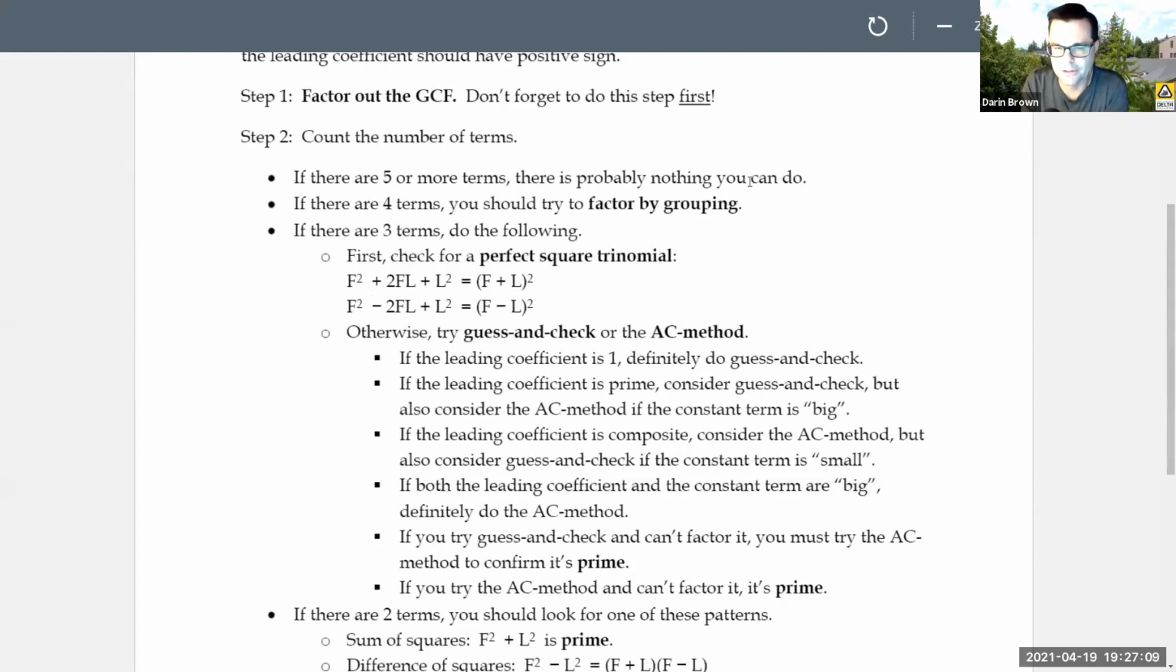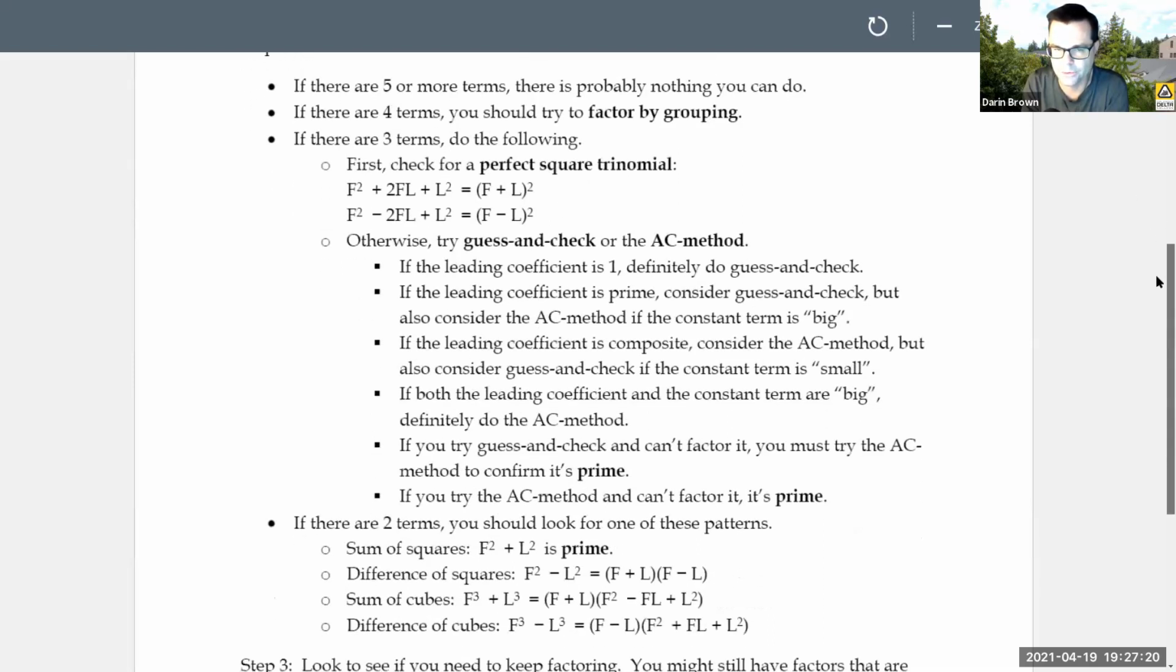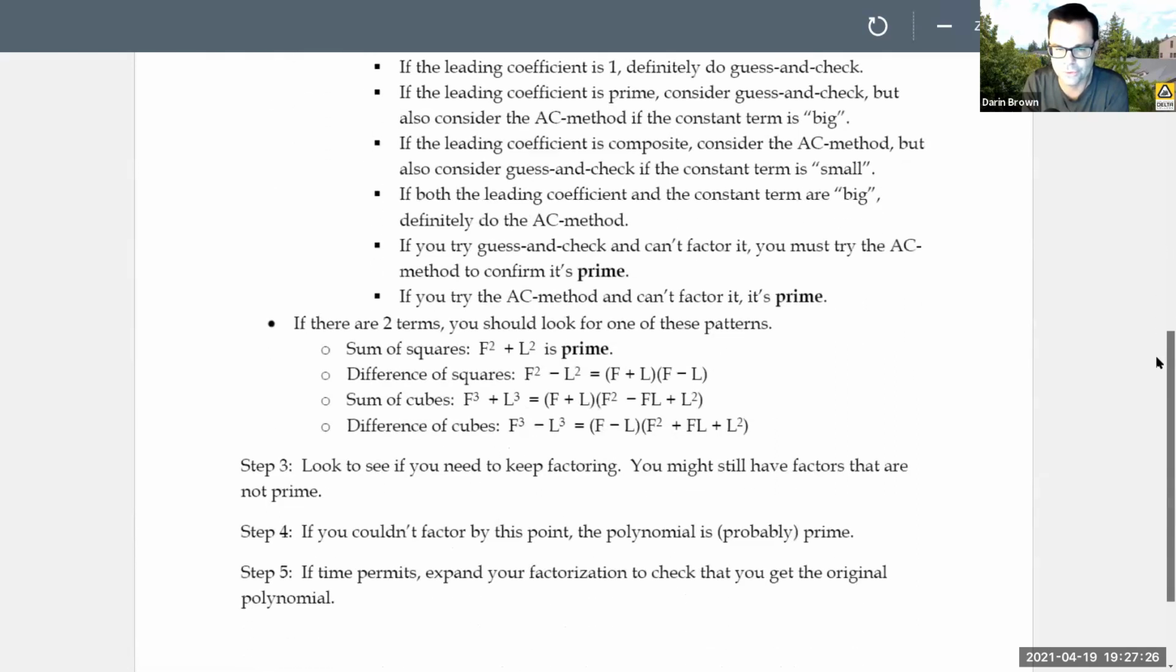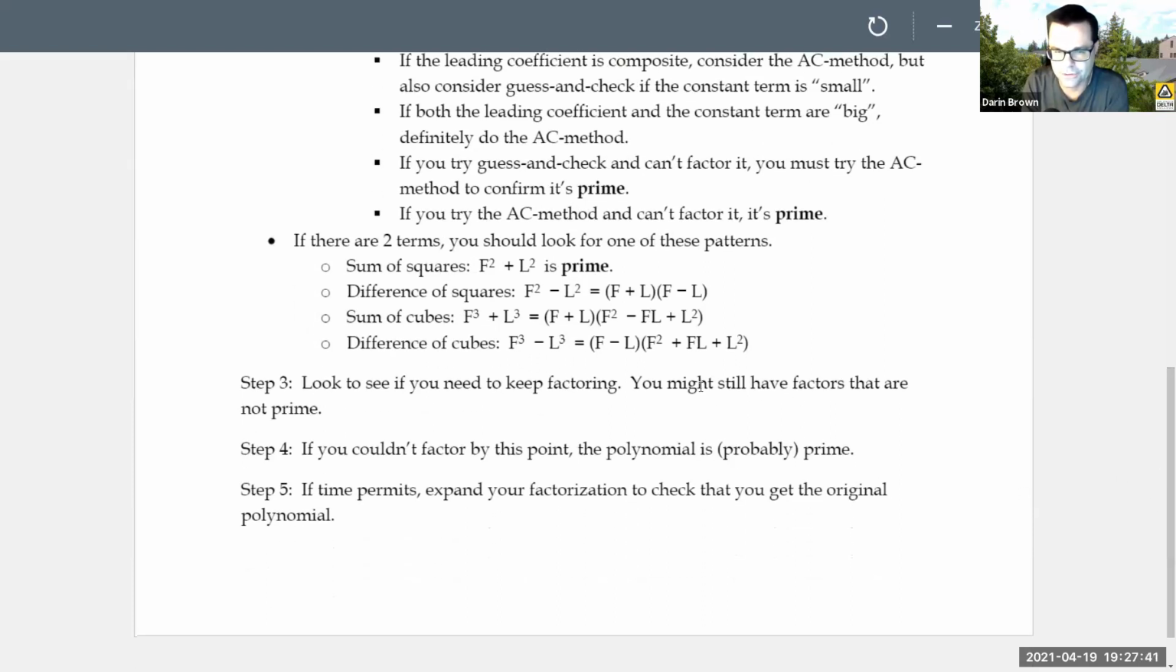4 terms, factor by grouping. 3 terms, check for a perfect square trinomial first. If it's not a perfect square trinomial, factor the trinomial using the techniques that we went over, either the quick guess and check or the step-by-step AC method. If it's just 2 terms, a binomial, look for one of these 4 special forms. If it's not one of these, then you probably can't factor it. Once you've done that, make sure there aren't any more factors that would still factor. If you can't do anything at that point, then it's probably prime.